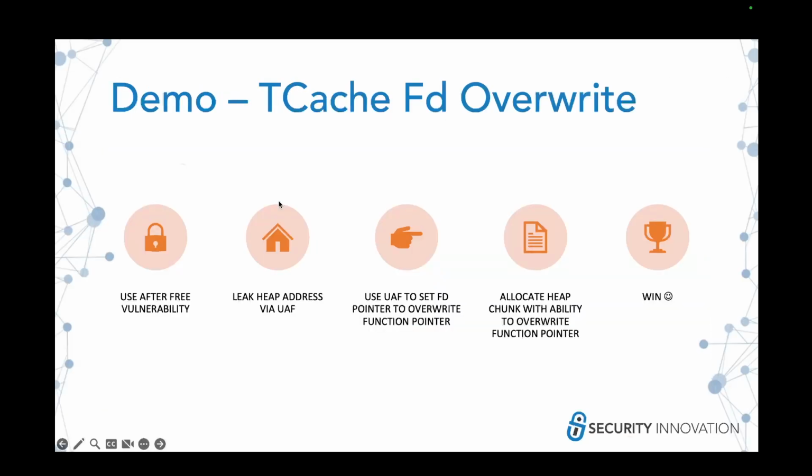Now, this is the order of operations I would take for this. First, you need to find the use after free vulnerability. After that, you need to get a leak from the heap address. You can then use the UAF to do the FD poisoning technique, set that over the top of a function pointer, and then pop a shell.